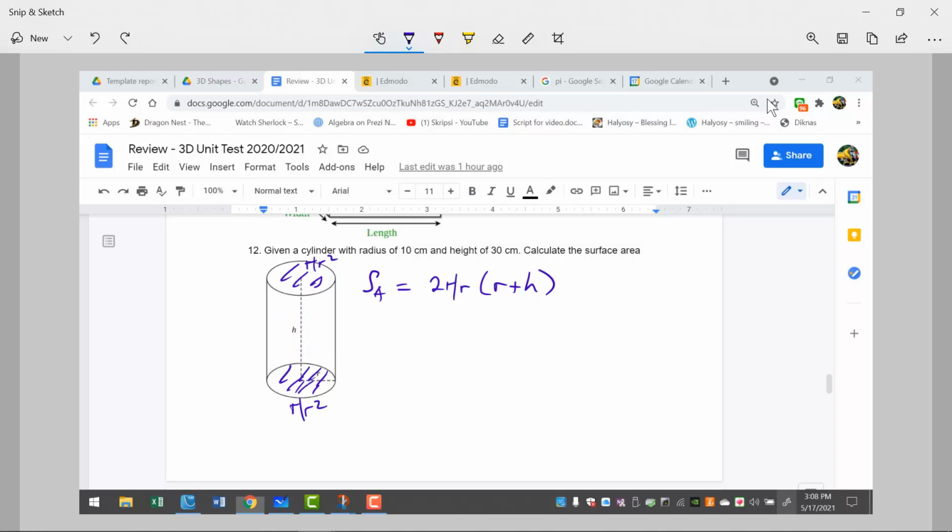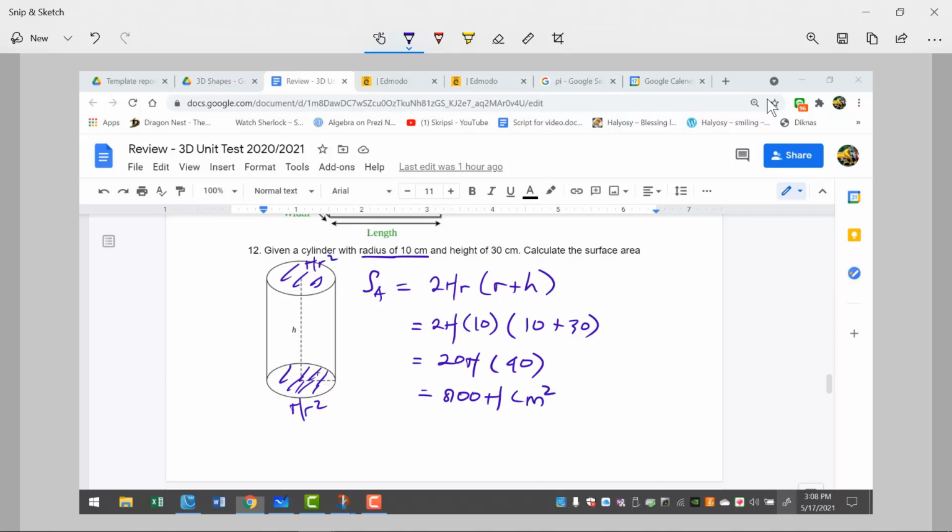Because we know the formula here, we just put in all of the numbers. We have 2 pi, and we know that the radius is 10. Remember this is the radius. Be careful not to swap it with the diameter. And then the last one: the r is 10, and the h is 30. So this is going to be 20 pi, and this is going to be 40. So it leaves 800 pi centimeters squared.